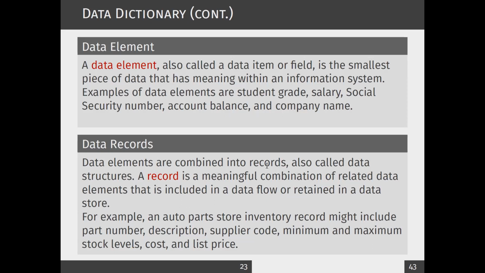So it should completely describe all the elements and all the combinations of these data elements. Right. Now, when you look at the details, a data element we can think of as a field, and this will be the smallest piece of data, right? For example, if you take the student grade, that is a data element. Similar to that, we have what we call data records. The elements will form a record, and a record is a meaningful combination of related data elements, which may be included in a data flow or in a data store.